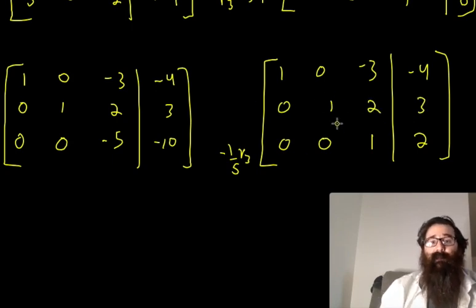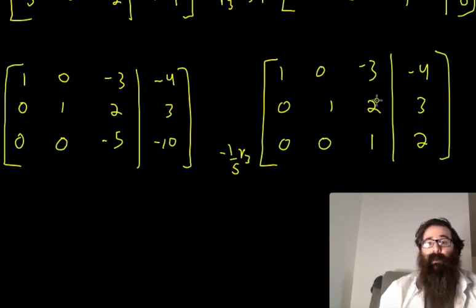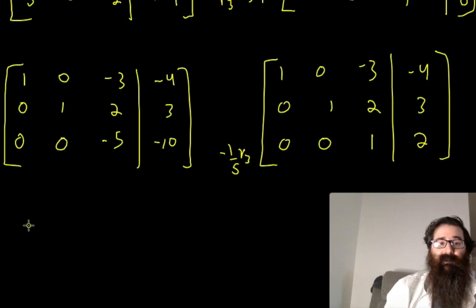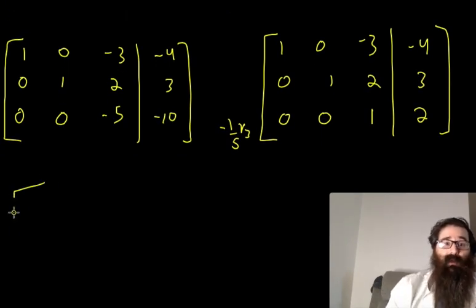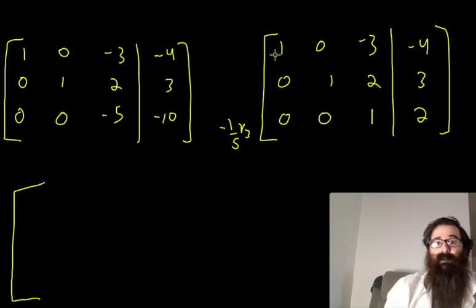Now, first column looks great, second column looks great, third column has a lot of work left in the coefficient matrix. I want to use this 1 in row 3 to get rid of the entries above it. I want that 2 to be a 0, I want that negative 3 to be a 0. And you can do this in 2 separate steps, or if you really like row replacement, you could actually do it right at once. So I'm going to replace row 1 with row 1 plus 3 times row 3.